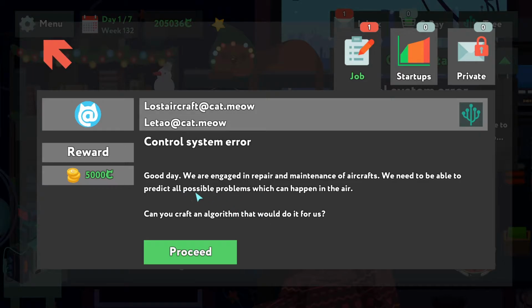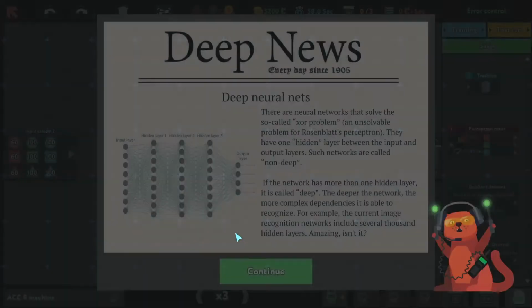I love these non-specific things. The last one was give us all the data, and this one is solve all our problems. It's like, yeah, I wish I could do that, then there would be no problems in the air, right?